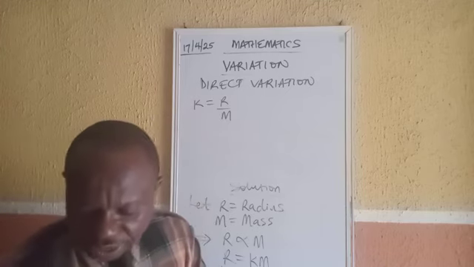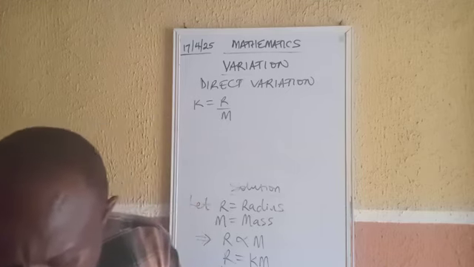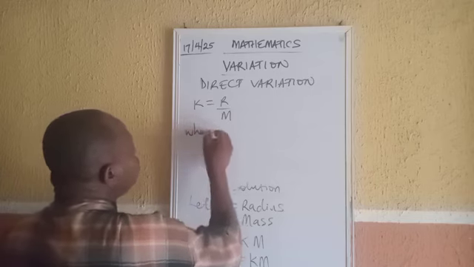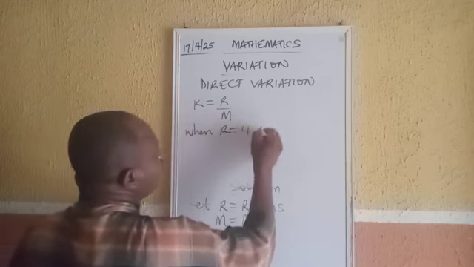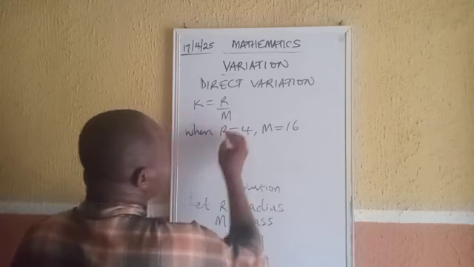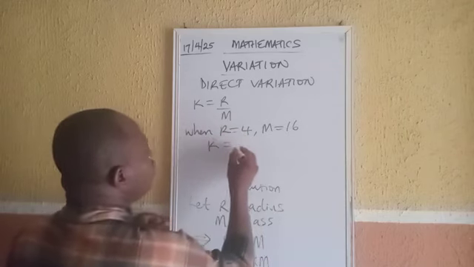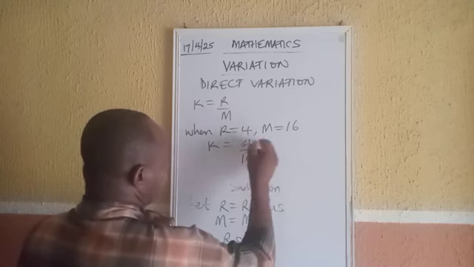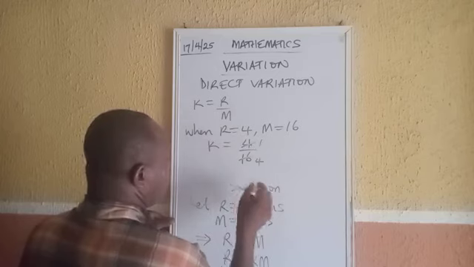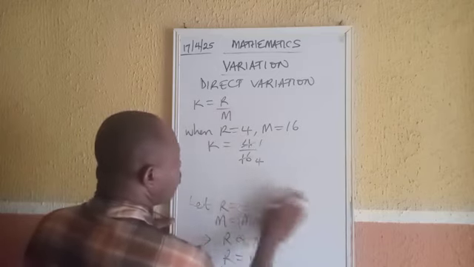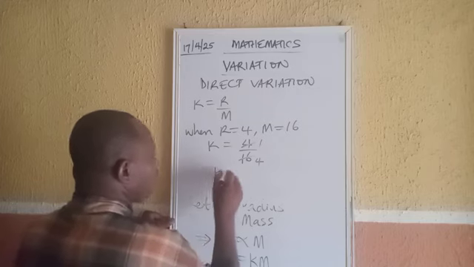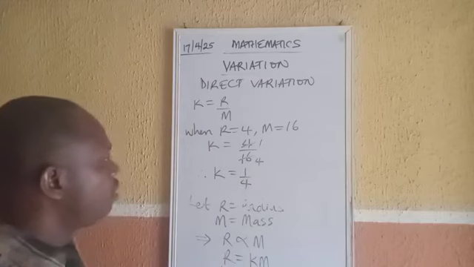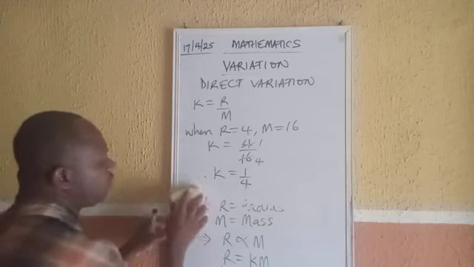Now let's look at the first set of values we are given. We are given that radius is 4, mass is 16. So when r equals 4, m equals 16, put it here, K will become 4 over 16. 4 here 1, 4 here 4. So the value for K is 1 over 4.